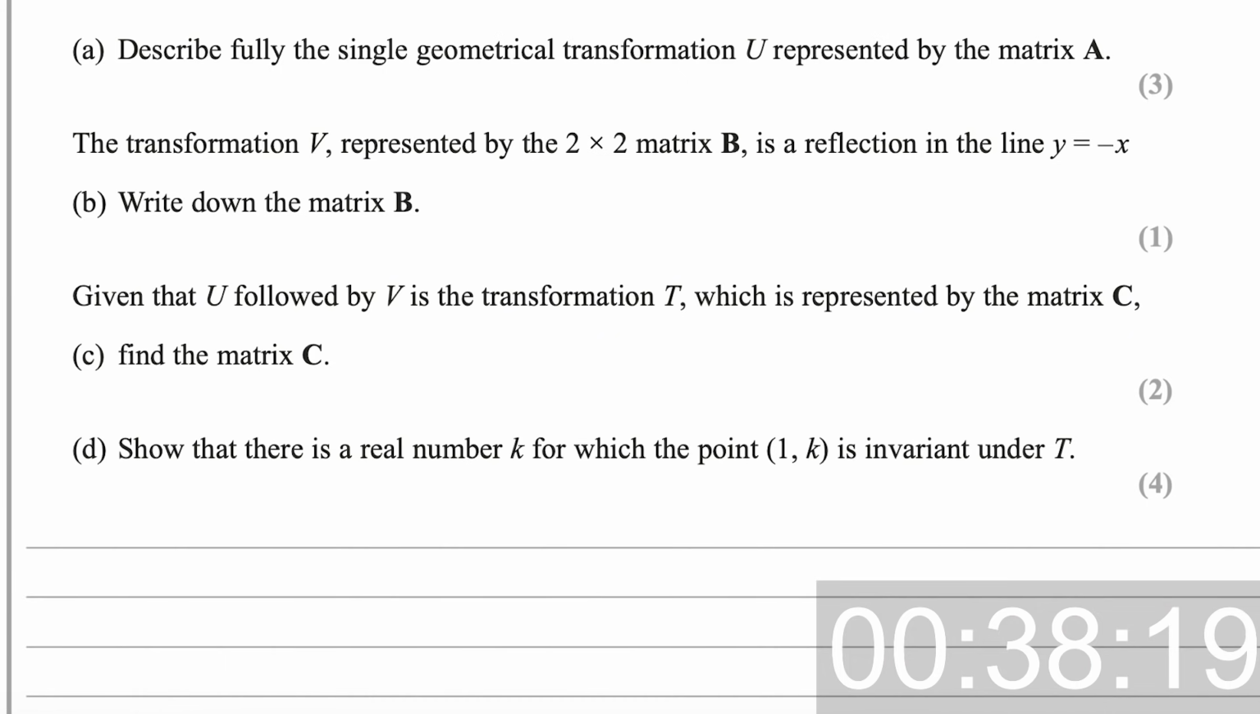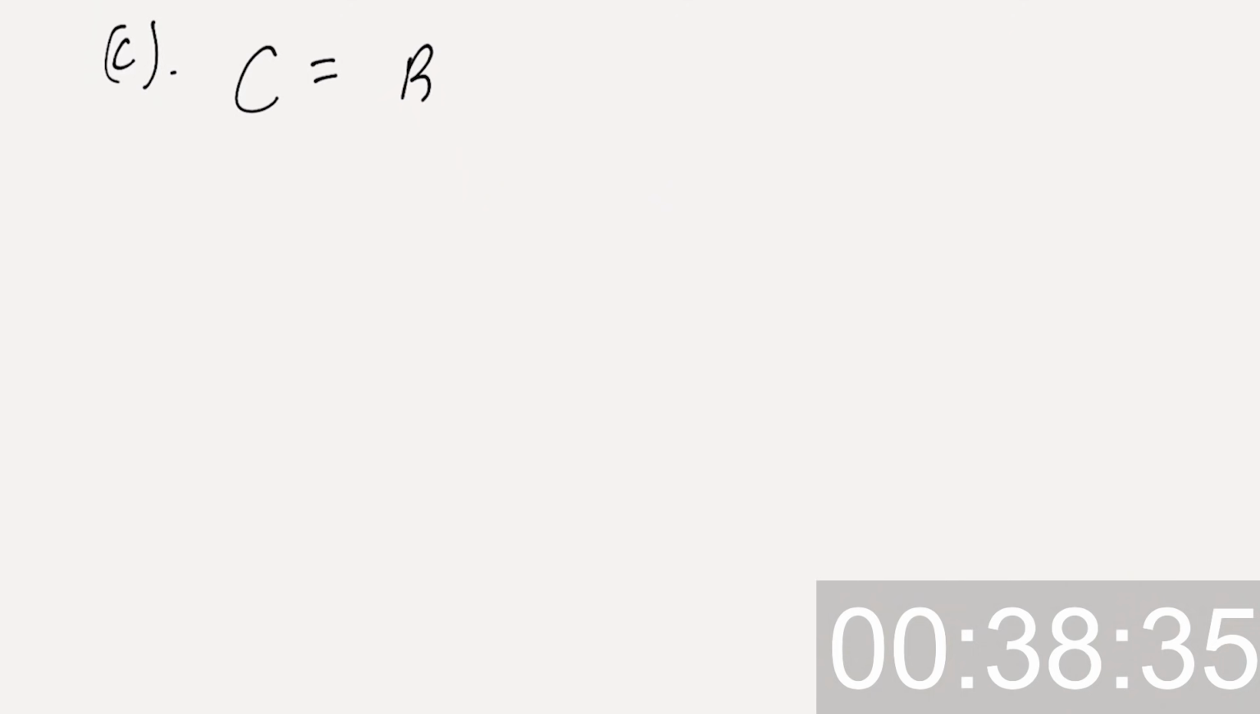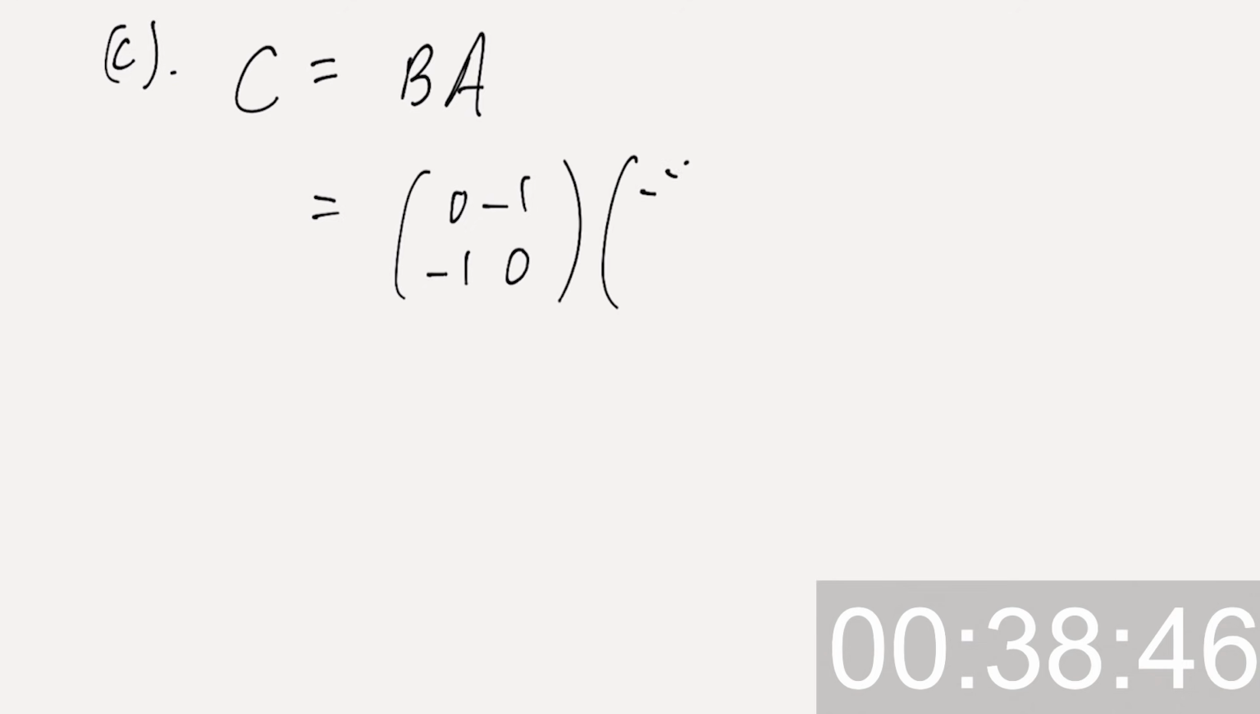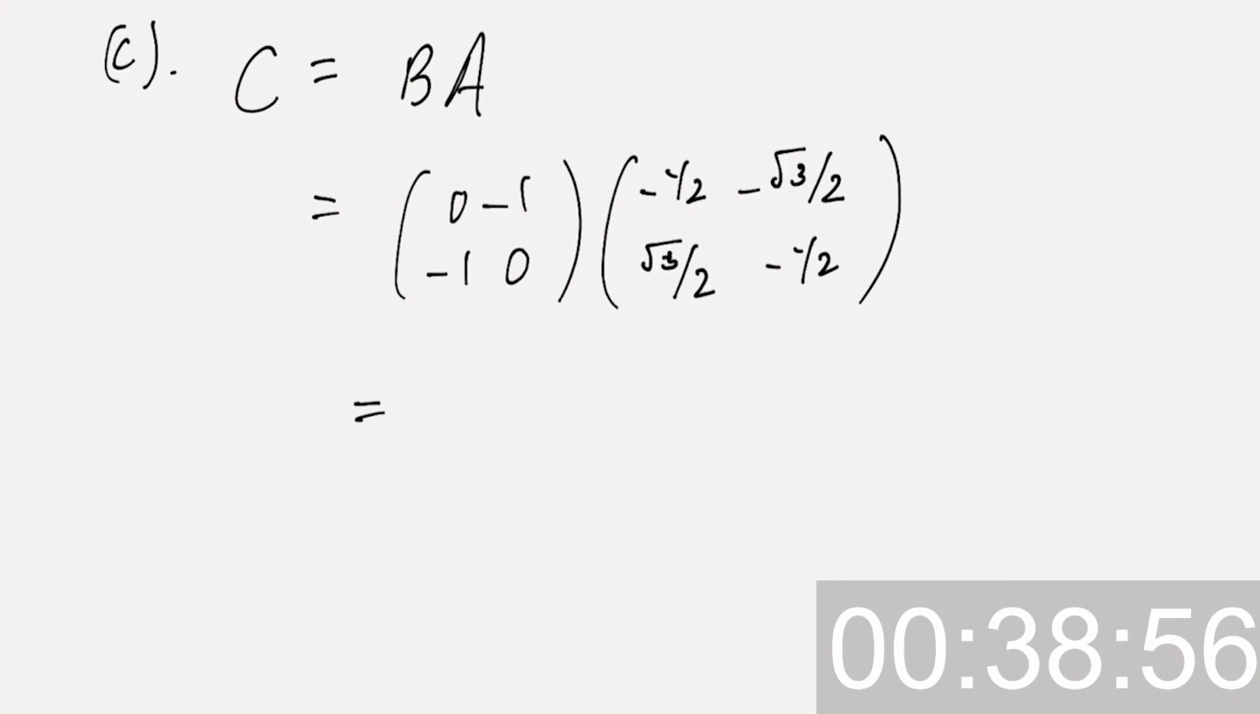Okay, given that U followed by V is a transformation T represented by another matrix, find that. Right, so matrix C for part C, we're doing U followed by V. So I want to do BA in the correct order. So that's the matrix B, which we just worked out was 0, minus 1, minus 1, 0, times my matrix A from the first part, minus a half, minus root 3 over 2, root 3 over 2, minus a half again. So let's do that expansion.